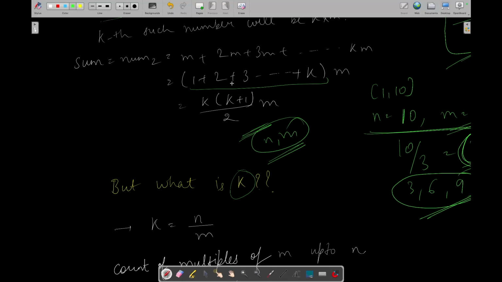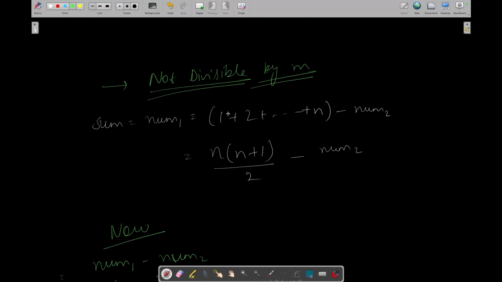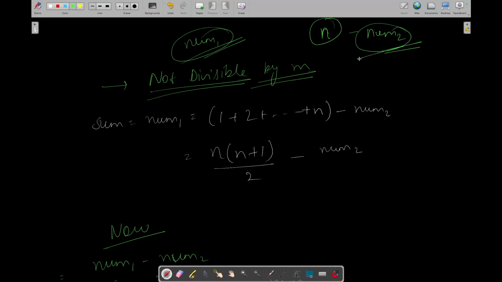Okay, so we have created this one equation for finding the num2. Let's see if we can find the num1 as well. Now num1 is the sum of numbers which are not divisible by m. Obviously, num2 is the sum of numbers which are divisible by m, so from the sum of all numbers we can simply subtract this sum, and we will get the sum of all the numbers which are not divisible by m, right?